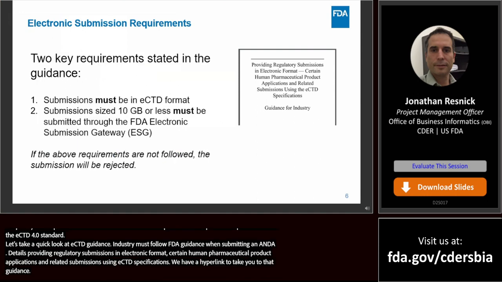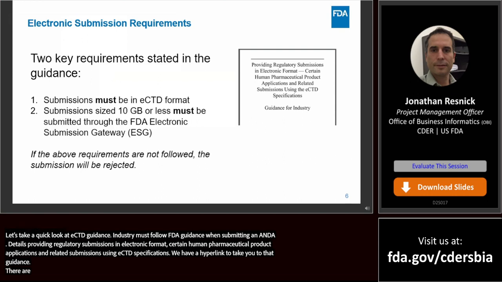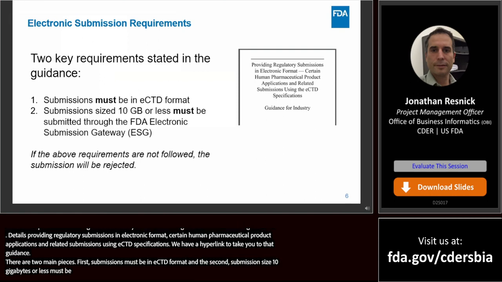There are two main pieces of it. The first, submissions must be in eCTD format. And the second, submissions of size 10 gigabytes or less must be submitted through the FDA Electronic Submission Gateway. If these requirements are not followed, the submission will be rejected.